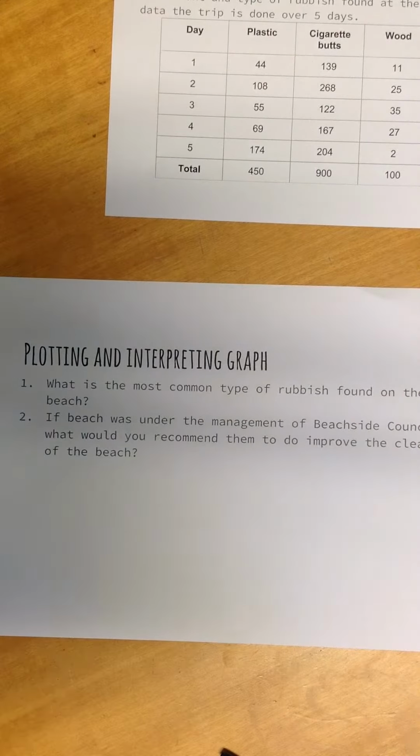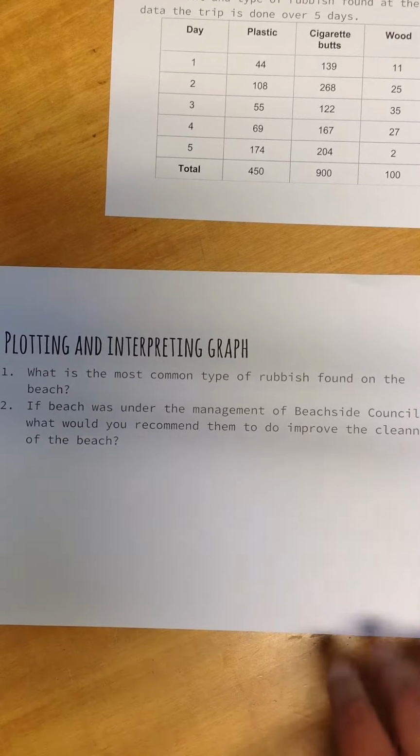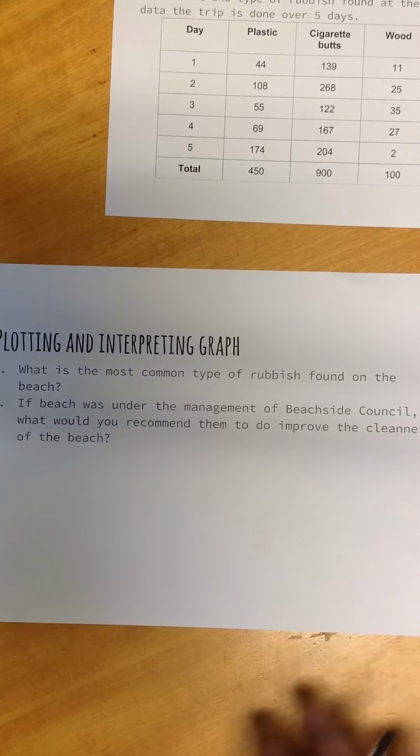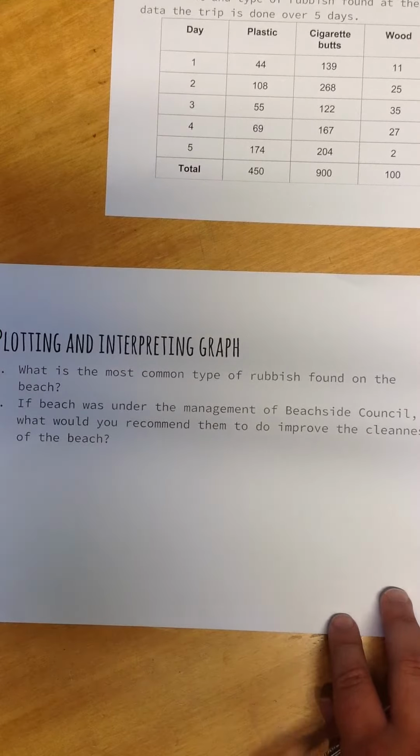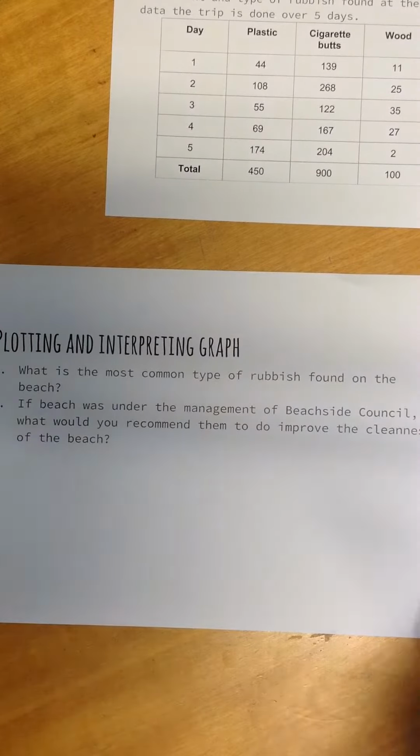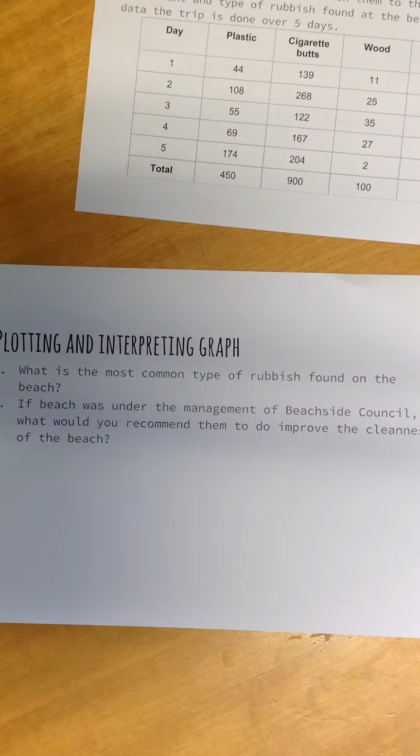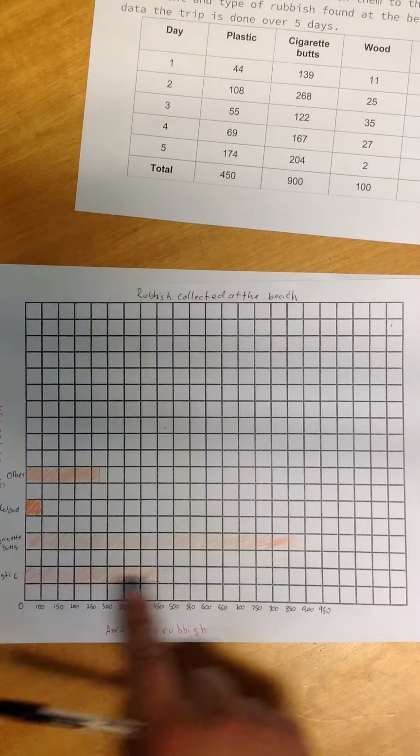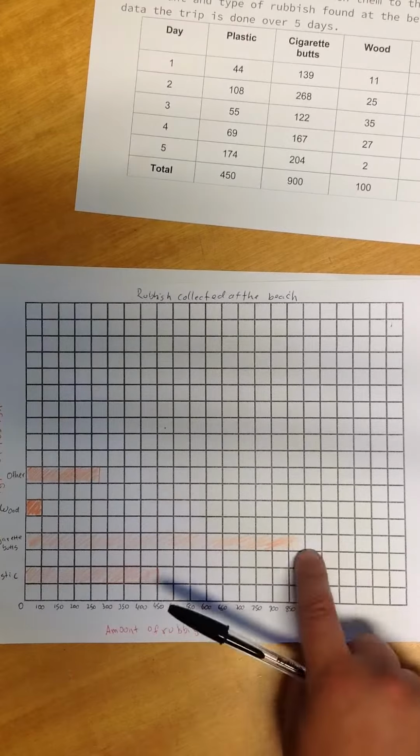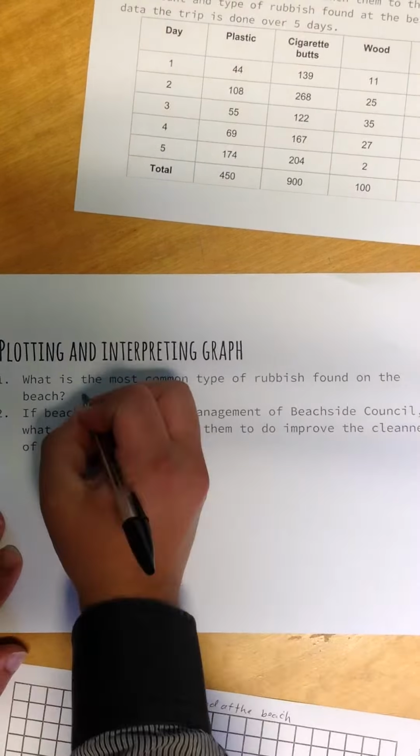So a good thing is to interpret the information. So what is the most common type of rubbish found on the beach? So you can either look at your table, or you can look at your graph that you just did, and we can see that the longest line, or the longest bar in this case, is the cigarette butt.